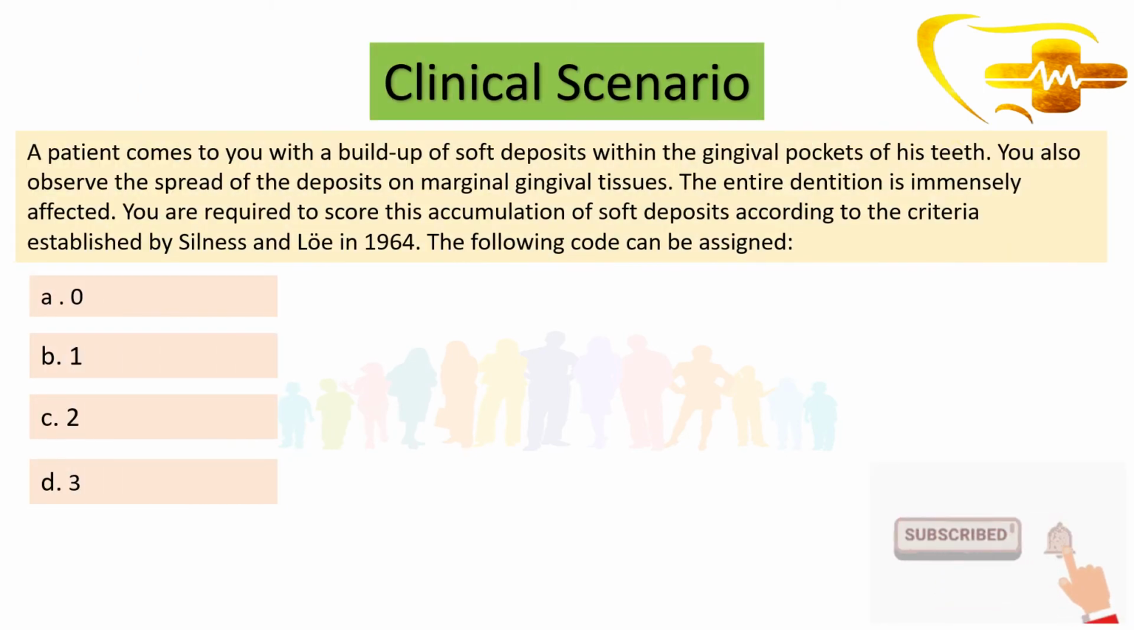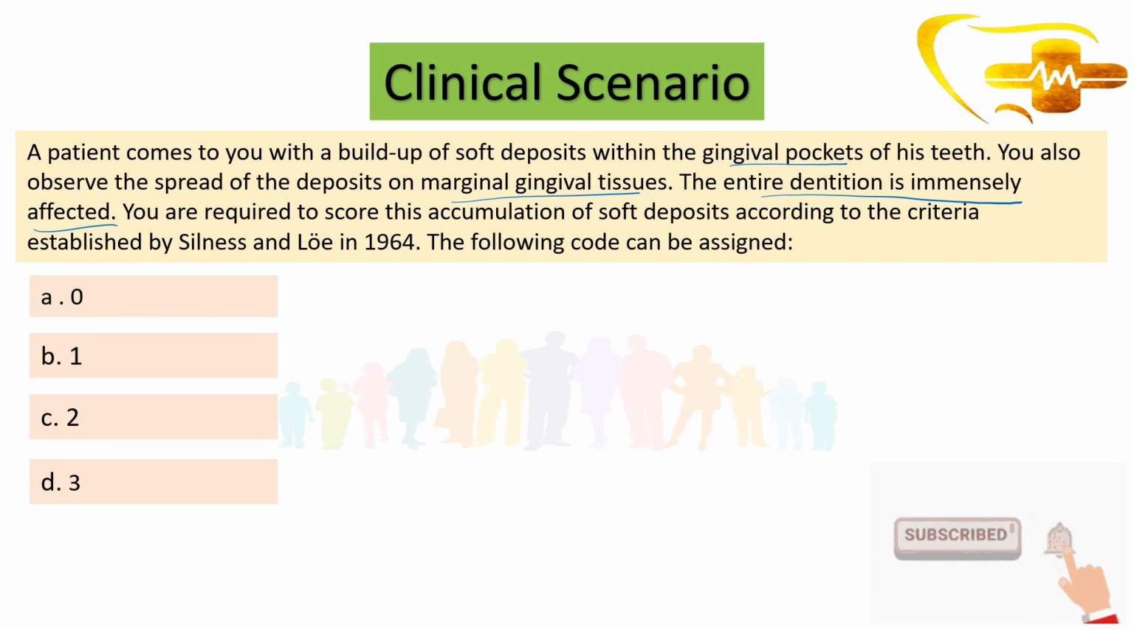Let's come to a clinical scenario now. A patient comes to you with a buildup of soft deposits within the gingival pockets of his teeth. You also observe the spread of the deposits on the marginal gingival tissues. The entire dentition is immensely affected. You are required to score this accumulation of soft deposits according to the criteria established by Silness and Loe in 1964. The following code can be assigned. He did not give any index teeth, anything. He just gave you one small hint: observe the spread of deposits on marginal gingival tissues and buildup in gingival pockets. The entire dentition is immensely affected.